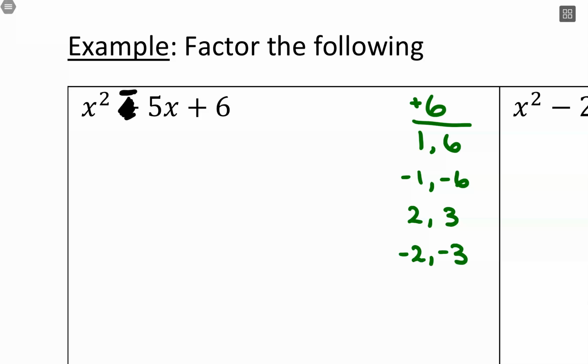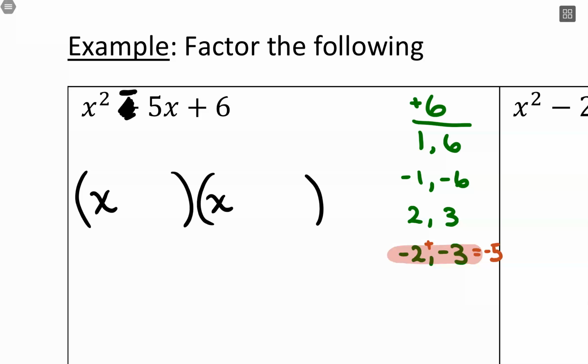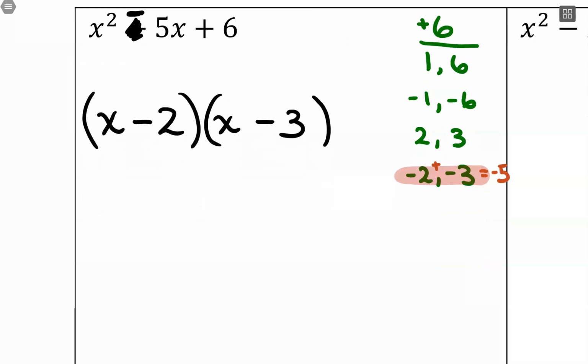But now what I want to do is see which of these add up to negative 5. And that's going to be this negative 2 and negative 3. If I think about adding those together, that would give us a negative 5. So for the factored form, I'm going to have x, and then negative 2 means I'll have minus 2, and negative 3 means that I'll have minus 3. And when you get to the factored forms, just keep in mind that you can always check.